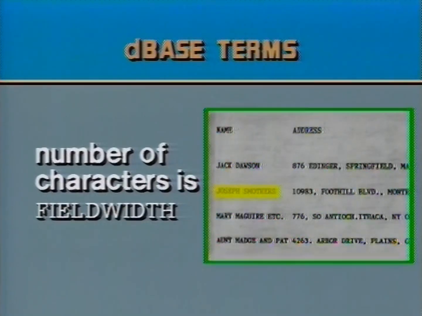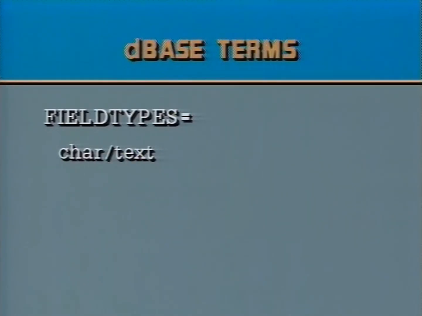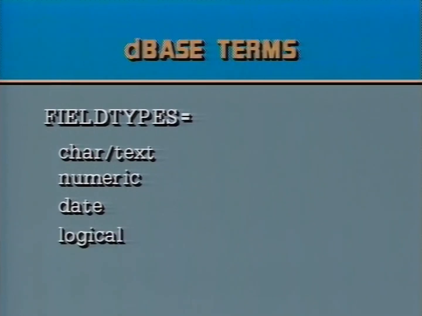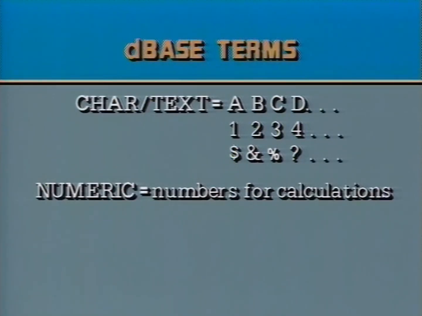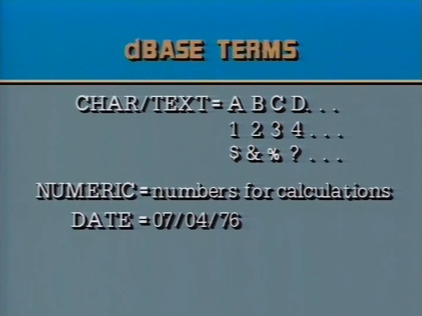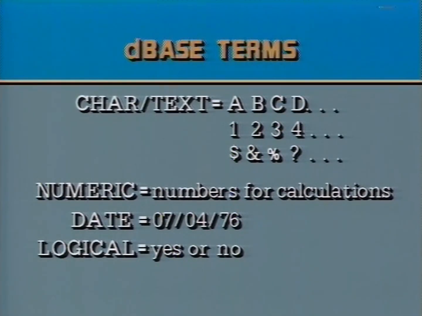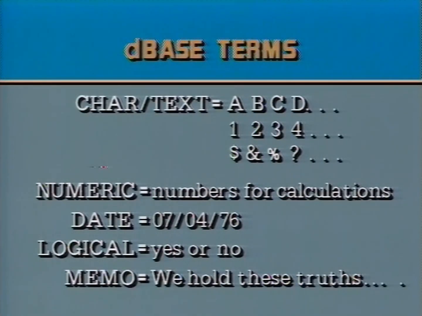The field types are character or char text, numeric, date, logical, and memo. Character fields may contain anything that can be entered from an ordinary typewriter keyboard. Numeric fields store numbers that are to be used in calculations. Date fields are meant specifically to handle dates. Logical fields are for those things that can be answered with yes or no, or true or false. Memo fields are designed to handle memoranda and other large documents.